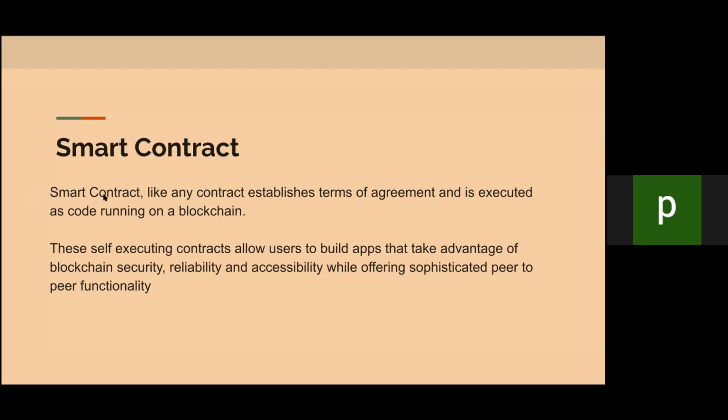As I have already said, blockchain is completely transparent. So when you go for buying the insurance, go to the smart contract code and check if this thing is covered. If it is covered, you don't need to care. You trust the code, and it will be executed. So these self-executing contracts allow users to build apps that take advantage of blockchain security, reliability, and accessibility, while offering sophisticated peer-to-peer functionality.